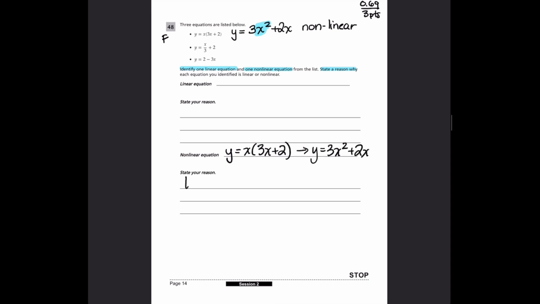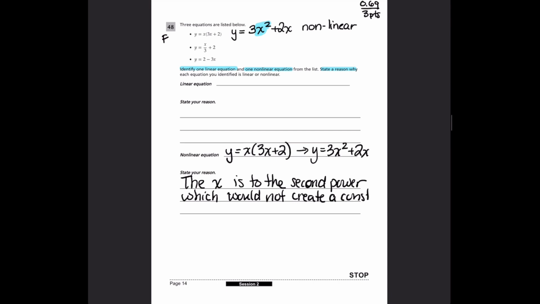And my reasoning, let's capitalize this: Dx to the second power would not create a constant difference. The y values would grow exponentially. So, all right, what do I even mean by that?